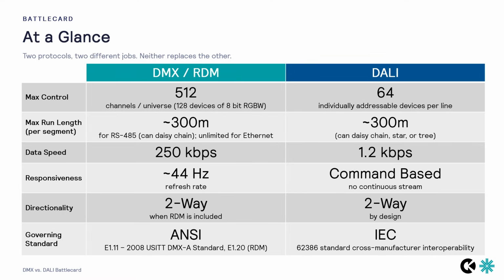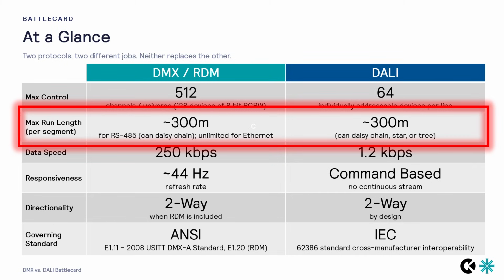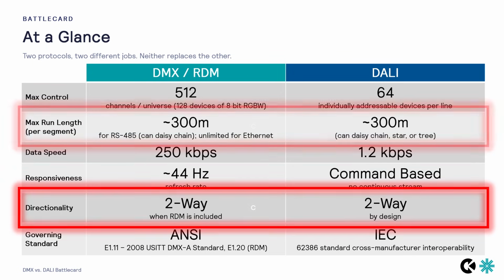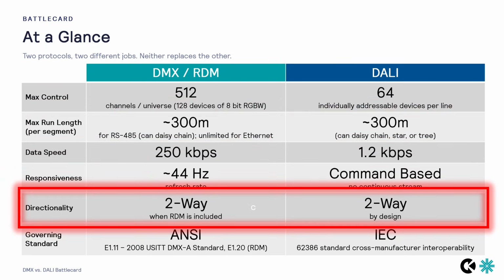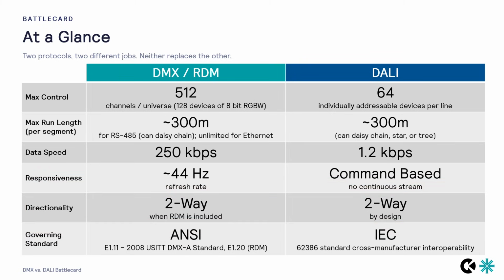You'll also notice that both technologies support approximately 300-meter segments, but the network architectures differ. DMX uses a daisy chain topology, while DALI supports daisy chain, star, and tree configurations. Both support two-way communication, although DMX requires RDM to provide that functionality. Neither protocol replaces the other. Each was designed to excel within a different set of requirements.